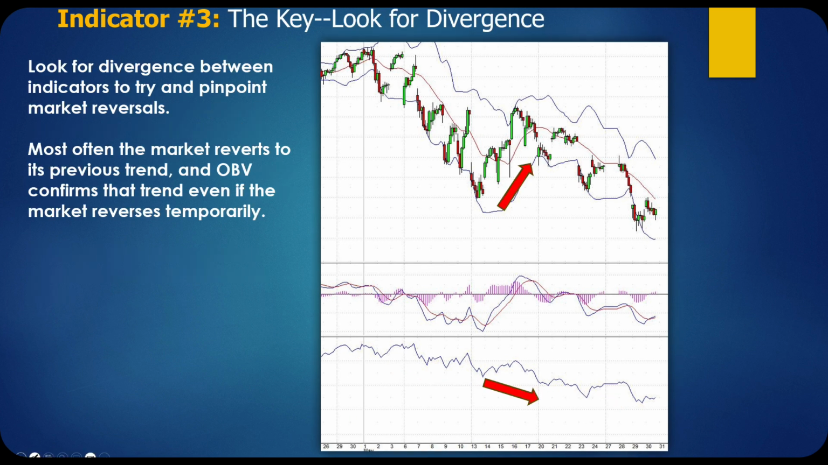And so the key here is to look for divergence. Look for divergence between indicators to try and pinpoint market reversals. Most often the market reverts to its previous trend, and OBV confirms that trend even if the market reverses temporarily.